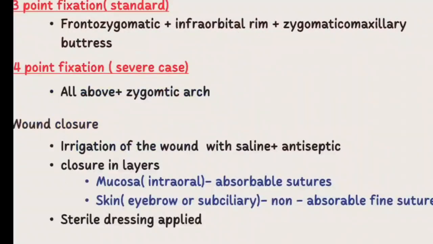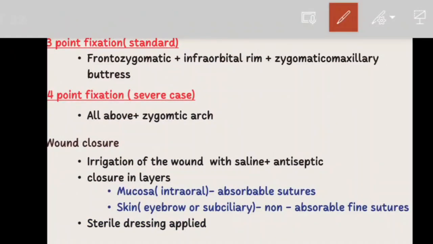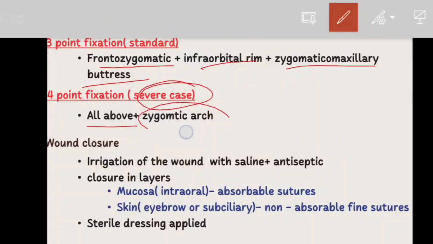So here you see the 3-point fixation. It is the standard; you have to give at least 3-point fixation. That is frontozygomatic, infraorbital rim and zygomatico-maxillary buttress. And in a severe case you give 4-point fixation, that is all of the above plus the zygomatic arch.